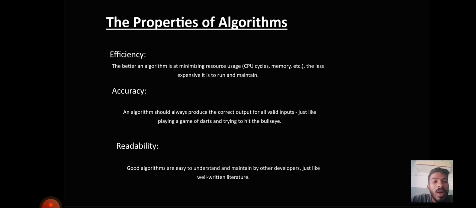Accuracy. An algorithm should always produce the correct output for a valid input, just like playing a game of darts and trying to hit the bullseye. Reliability. Good algorithms are easy to understand and maintain by other developers, just like well-written literature.